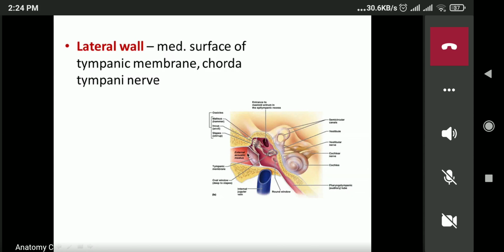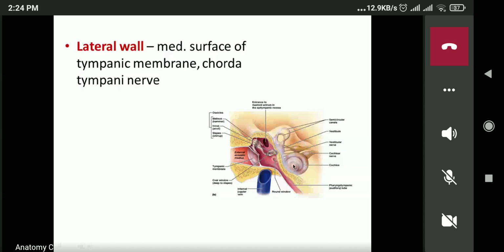Now coming to the lateral wall of the middle ear cavity. This is the cochlea. When the cochlea takes a turn, the basal end of the cochlea bulges, and that produces the promontory on the medial wall.